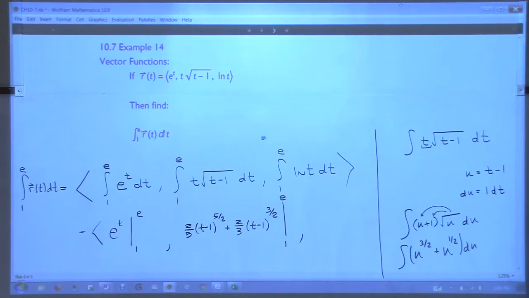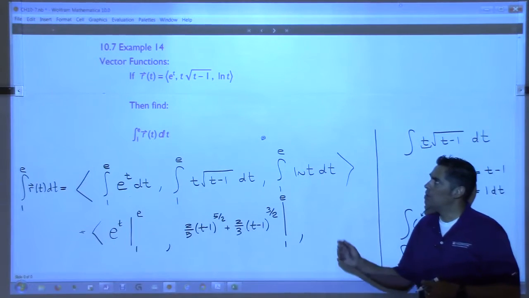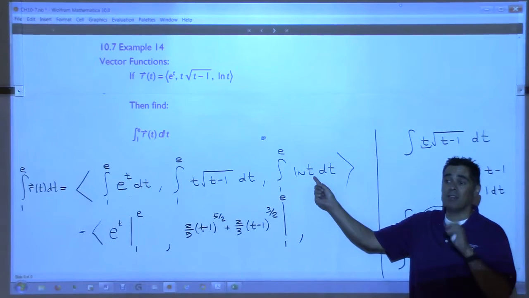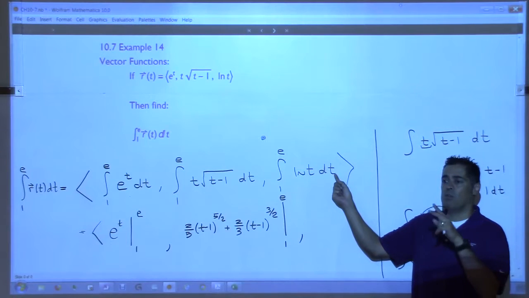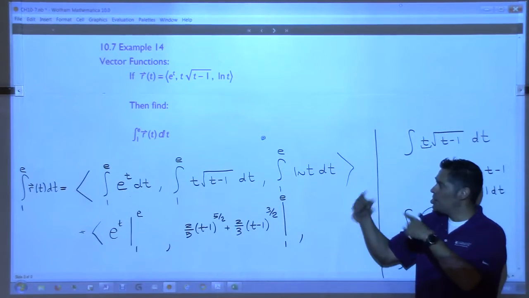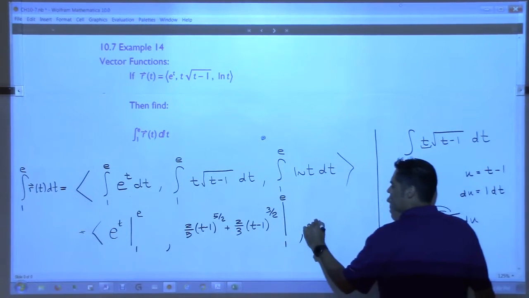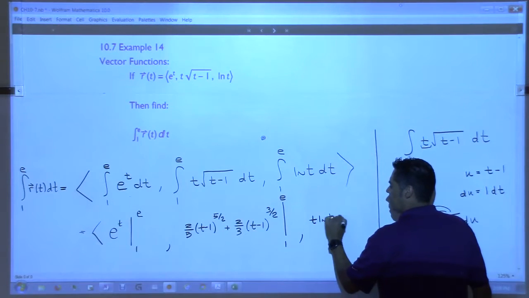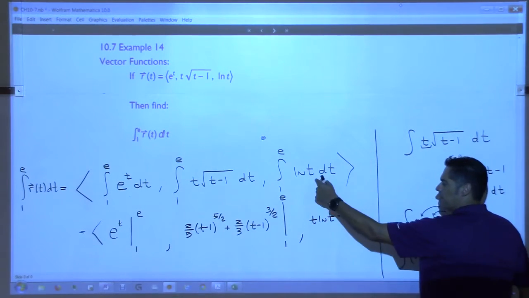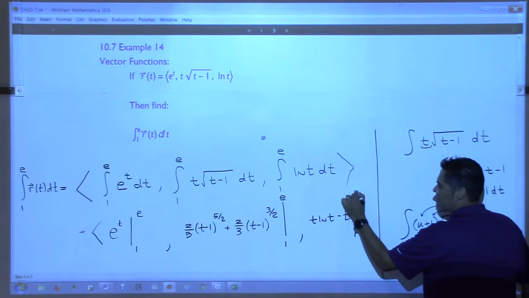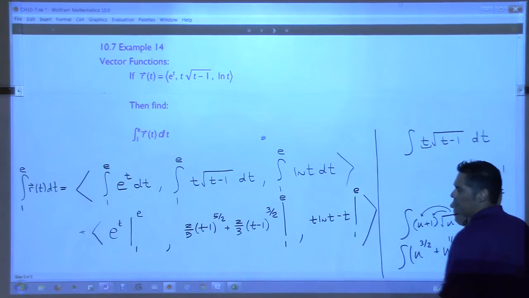Integration by parts. One as the u. You use the natural log t as the u, and the 1 dt is the other part. So using integration by parts, you should be able to get to t ln t minus t. That's the antiderivative here, and then it's evaluated again at the 2 endpoints and close off your vector.